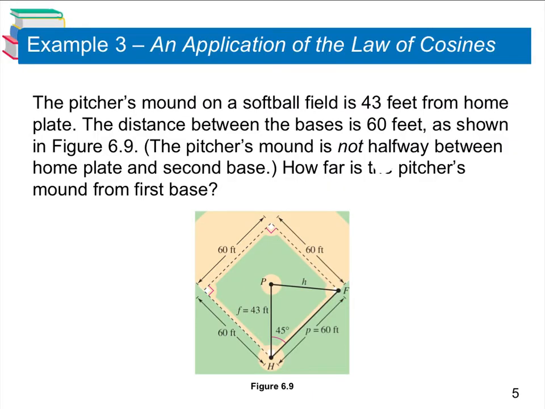So the pitcher's mound on a softball field is 43 feet from home plate. The distance between the bases is 60 feet, as shown in figure 6.9. The pitcher's mound is not halfway between home plate and second base. How far is the pitcher's mound from first base?